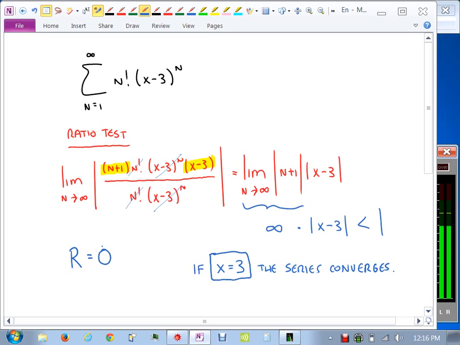A single point has no thickness, no interval. A single point has no width to it, right? So the interval is 0, or the radius is 0. Thank you for reminding me to put that there.